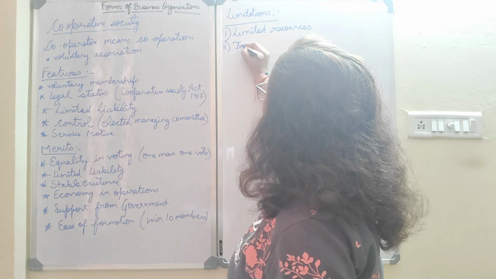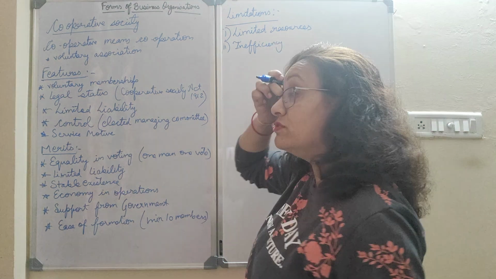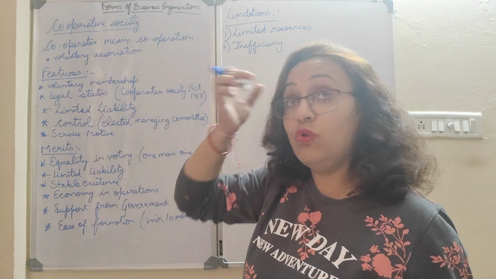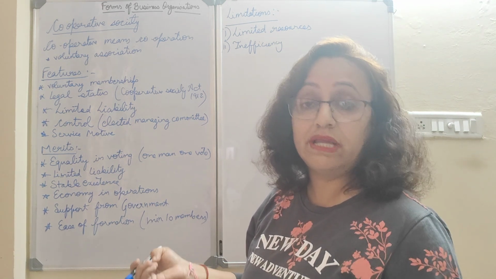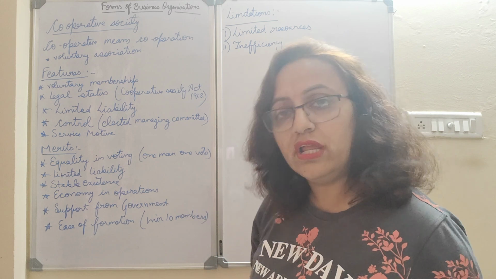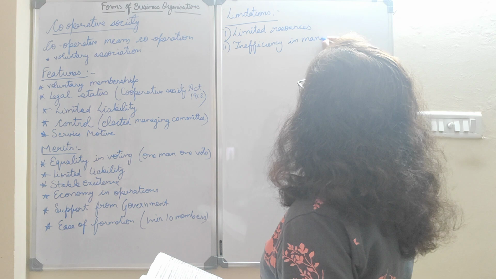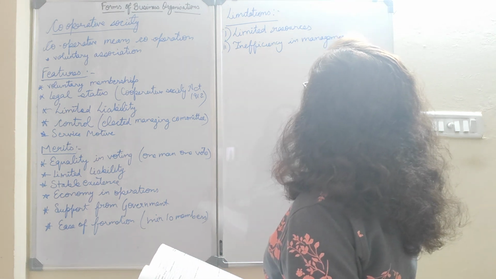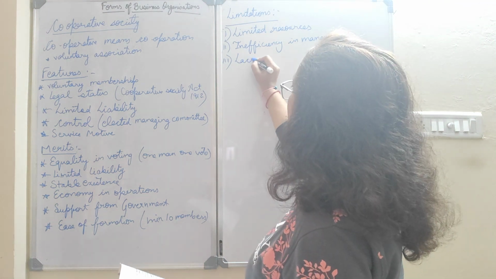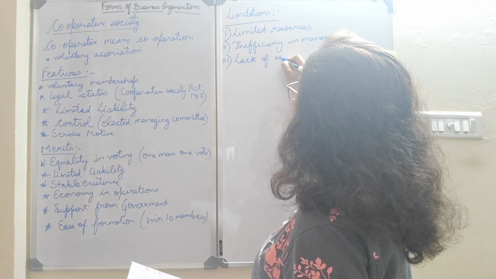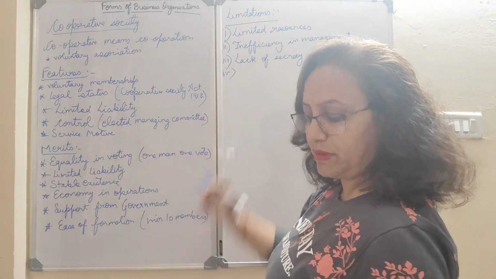Inefficiency in management. Why? Inefficiency in management because sometimes a cooperative society has members who are not so well educated, or maybe they don't have the managerial skills, right? They are not trained for that. So inefficiency in management. Then next is lack of secrecy, because anyone can become a member, they can join, so there is no secrecy. Everything is done in public.